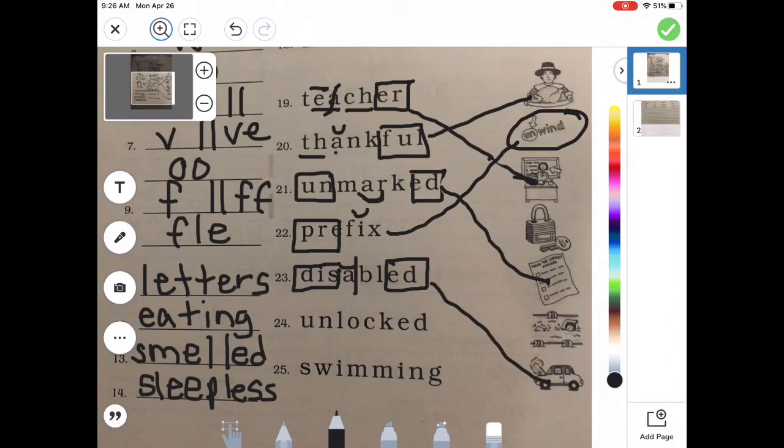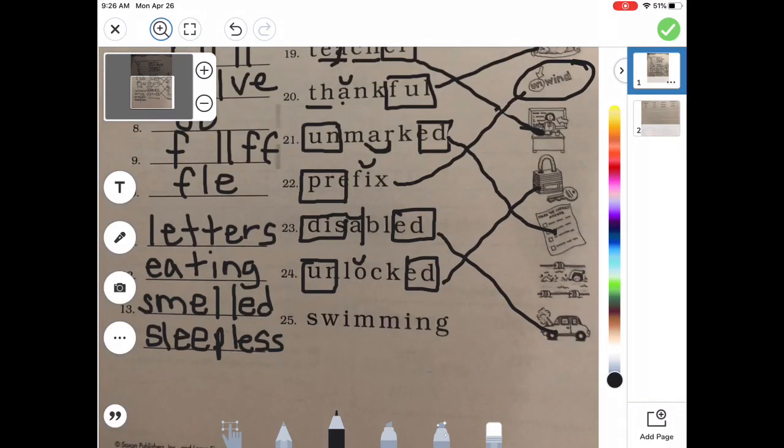All right, what else do I see on number 24? I have prefix UN, suffix ED, and then I have an O in front of a CK, so it's short. So unlocked. Unlocked. So where would I match that one to? That's right. The lock right there, you can tell that it's open.